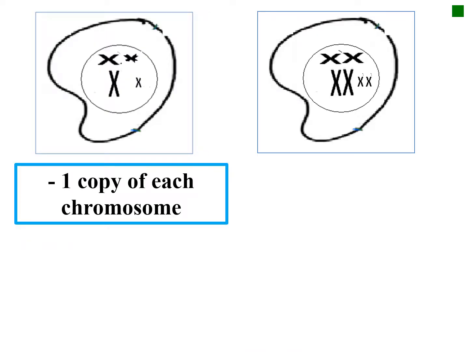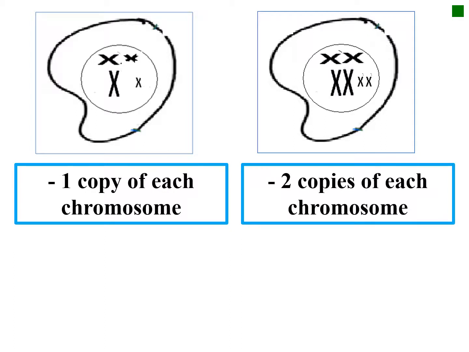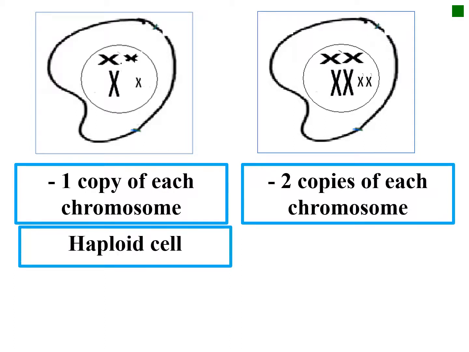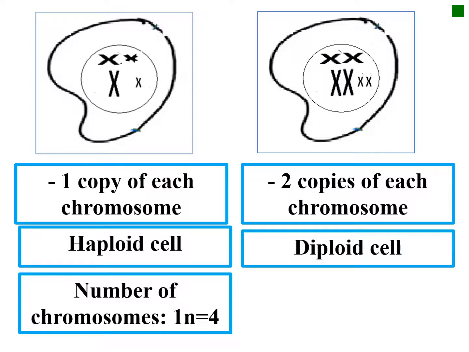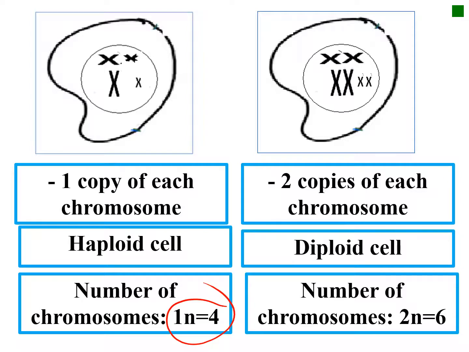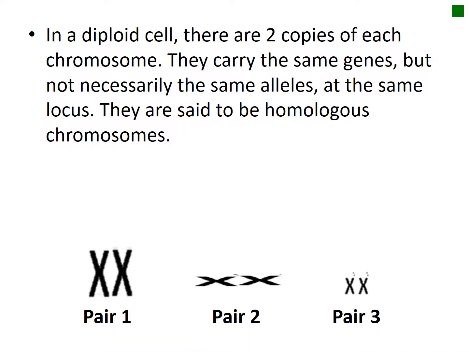This figure shows one copy of each chromosome, while these show two copies of each chromosome. This is a haploid, while this one is a diploid. The number of chromosomes here, 1n, is equal to 4, while here 2n is equal to 6. In a diploid cell, there are two copies of each chromosome. They carry the same genes, but not necessarily the same alleles. They are said to be homologous chromosomes.